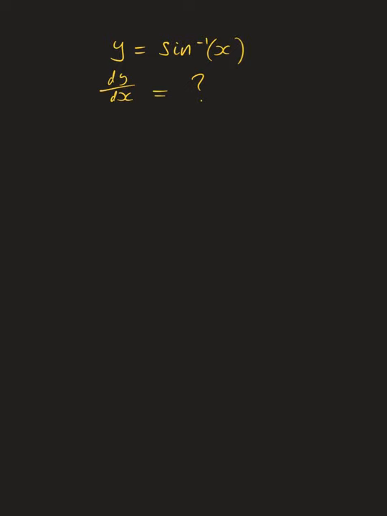So we've had a look at the domain and range of the inverse sine function and how to define it. Now let's differentiate it. So if we say y is equal to inverse sine of x, sometimes called arc sine of x, what is dy dx? So the first thing we do, if y is equal to inverse sine of x, that means that sine of y is equal to x. So sine y equals x is the same as saying that y is equal to inverse sine of x.